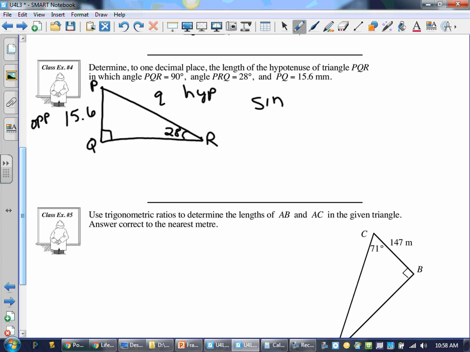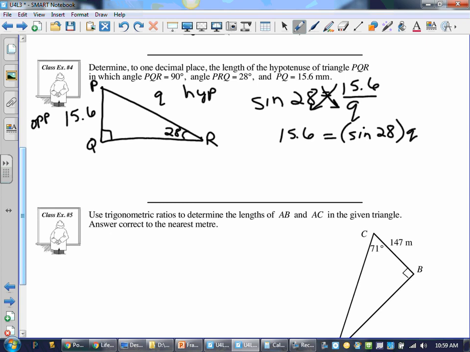Sine of what? What goes after the trig function? Sine of always the angle, 28, equals the opposite, which is 15.6, divided by the hypotenuse, which I called Q. You cannot just cross multiply and be done. We have to kind of cross multiply and then divide. So I'm going to put my equal sign down. I'm going to go sine 28 times Q. I'll put it on this side just for fun. And on this side, I have 15.6 times 1. So what I have to do to find Q is divide by sine of 28.